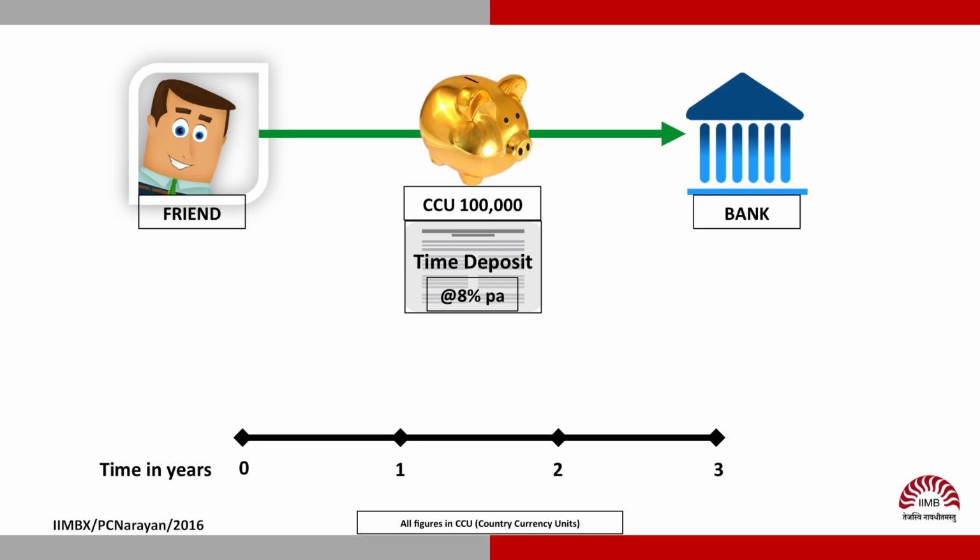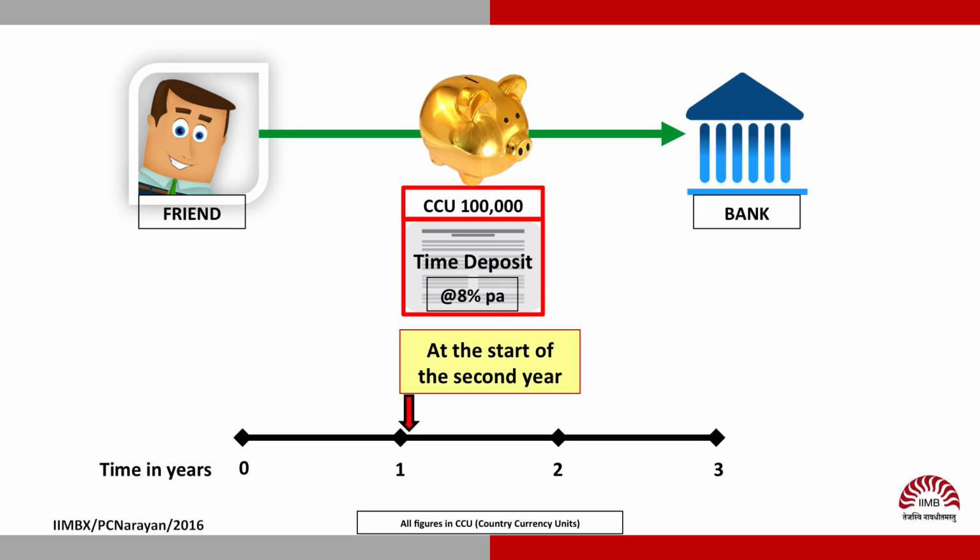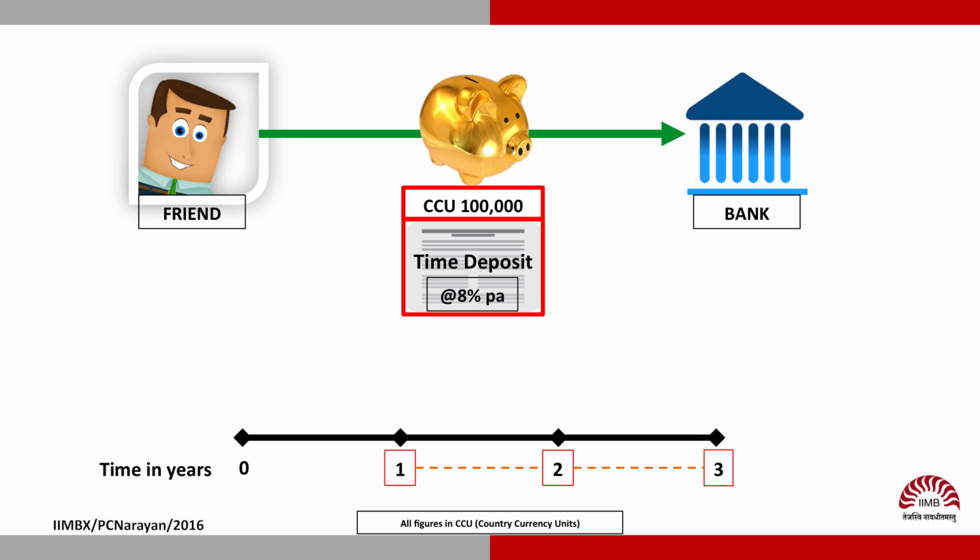Accordingly, let's say your friend received interest of 8,000 currency units at the contracted rate of 8% from the bank at the end of the first year. Immediately thereafter, that is at the start of the second year, let's say your friend badly needs to liquidate the time deposit and realize 100,000 currency units in cash to cope with a domestic exigency. Do recall the time deposit has 2 more years to go for maturity, and as per rules, the bank will not allow him to prematurely close the deposit.